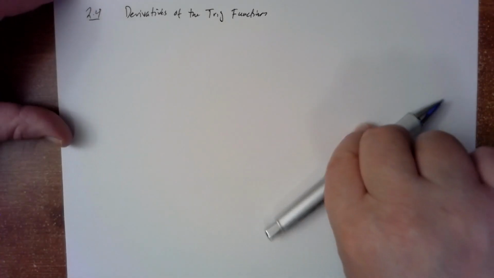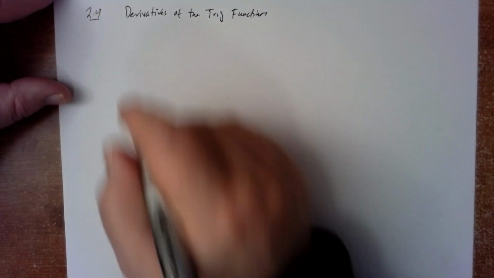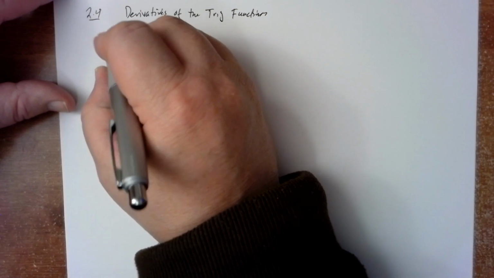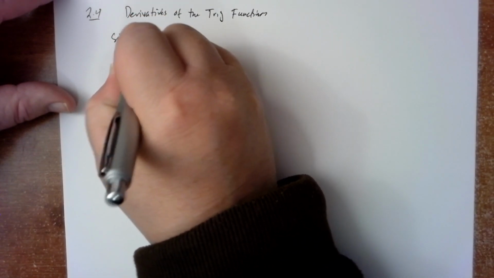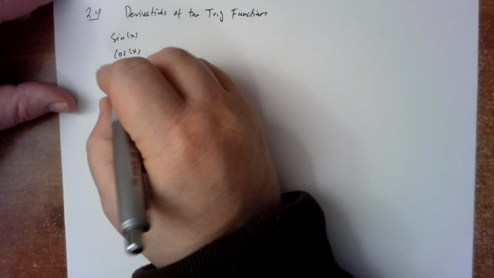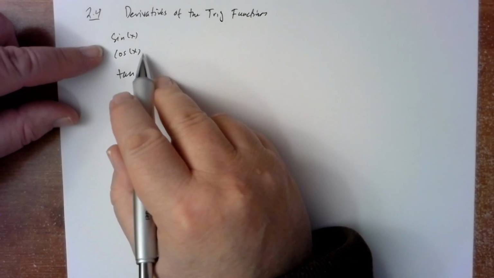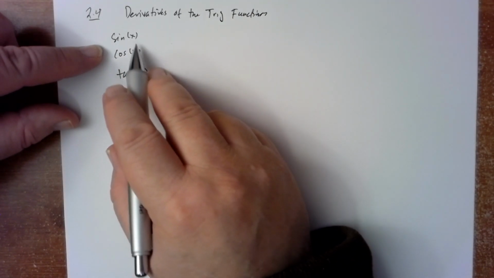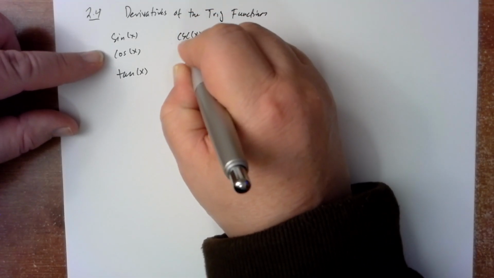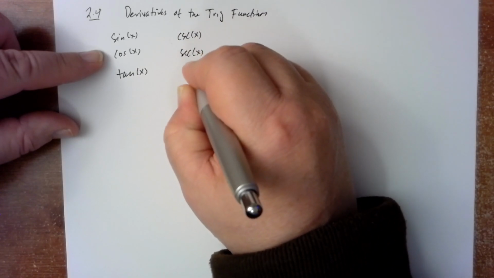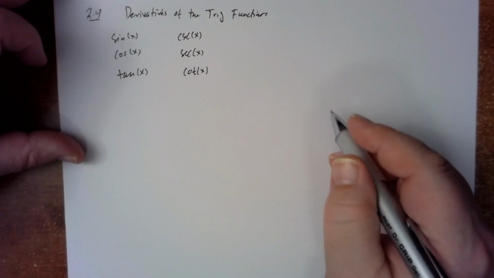Good. So in this section, we're going to be taking a look at the derivatives of the trig functions, section 2.4. So we know how to differentiate the sine of x and the cosine of x. So in today's video, we want to differentiate the tangent of x, and then we want to also take a look at the derivatives of the reciprocals here. That would be cosecant of x and secant of x and cotangent of x. Good. So let's start off with the tangent function.